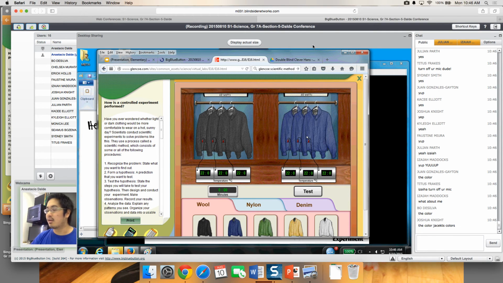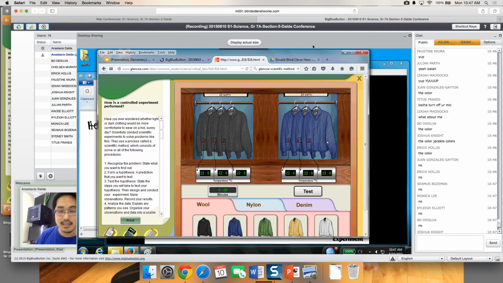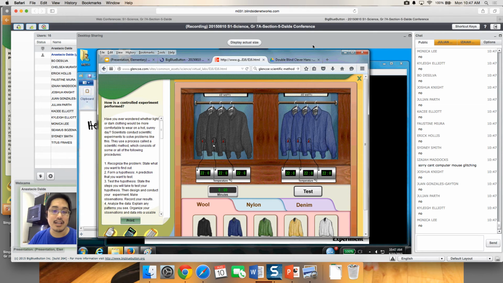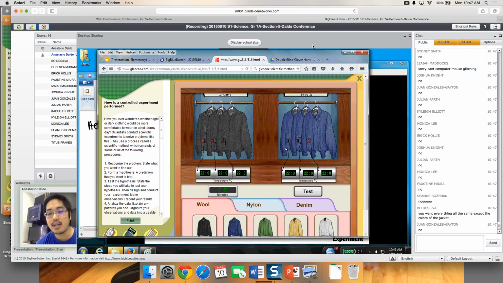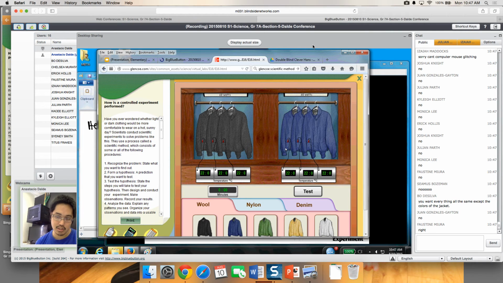Am I going to have long sleeve jackets over here and short sleeve jackets over here? No, because that might affect the experiment. Am I going to have cheap thermometers on this side and expensive thermometers on that side? No, because that affects the experiment. Am I going to test maybe for 10 minutes on the left side and 5 minutes on the right side? All right. What you folks are saying is absolutely correct. We want to keep everything the same except for the colors of the jackets. Now, the colors of the jackets is the thing we're going to change, right?